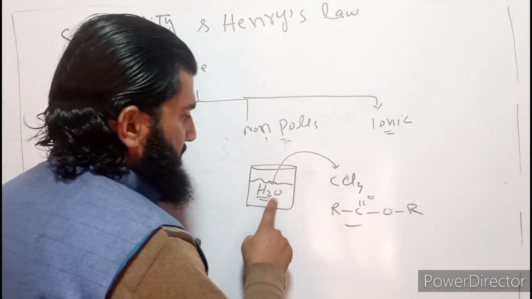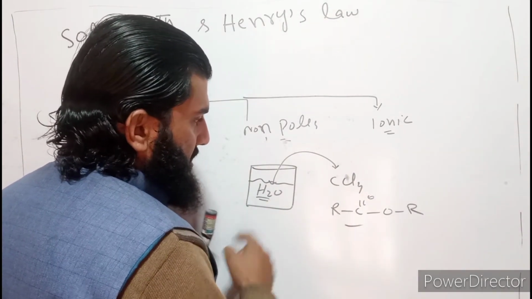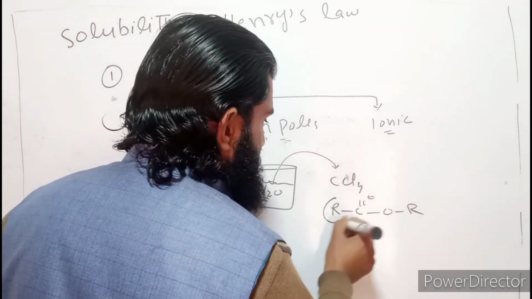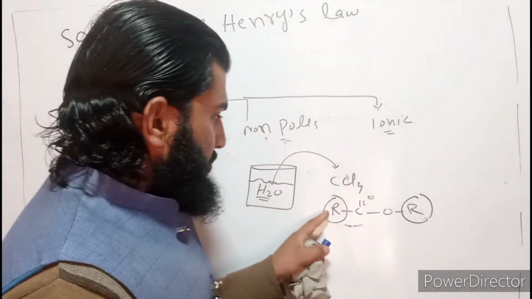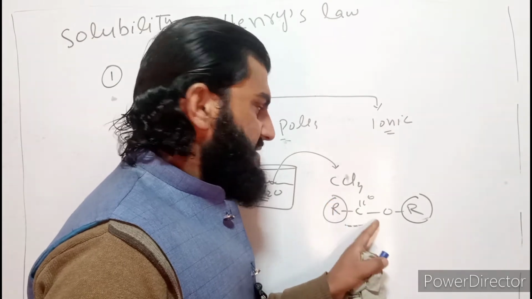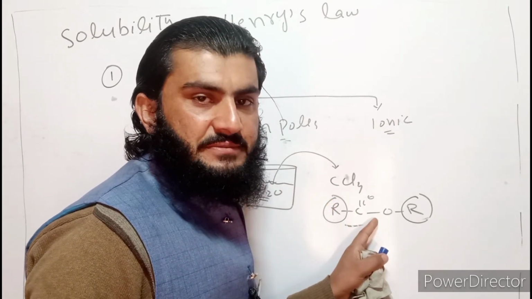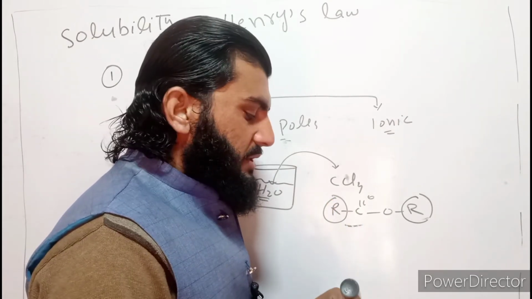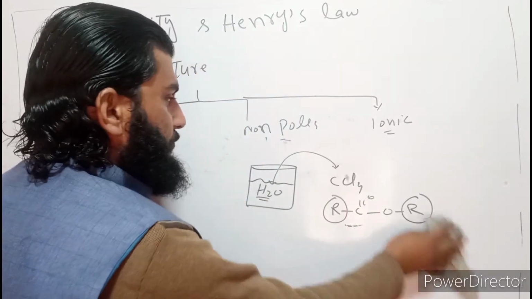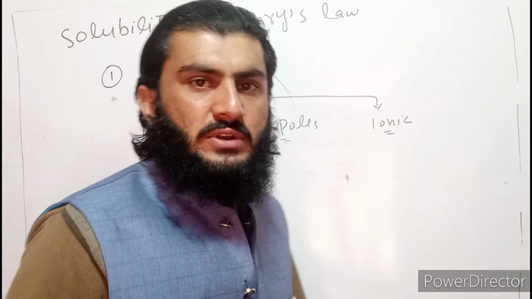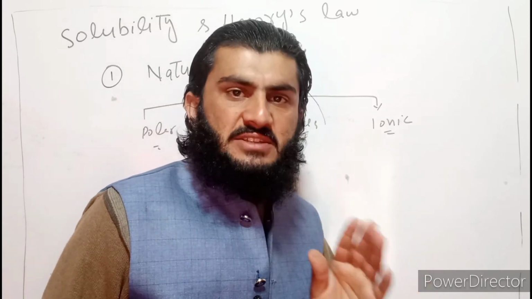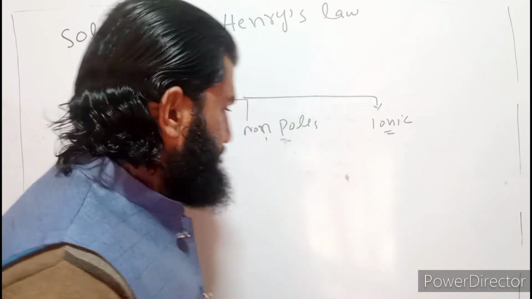Clear? This is the most polar part, while this is a non-polar region and this is also a non-polar region. So due to this non-polar chain, their solubility is also minimized. Clear? So for the first case, if both solute and solvent are non-polar, their solubility will be maximum.